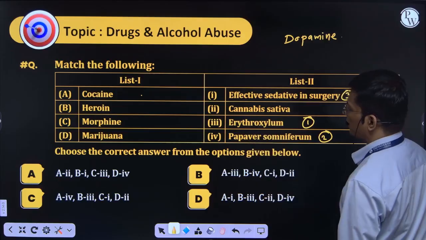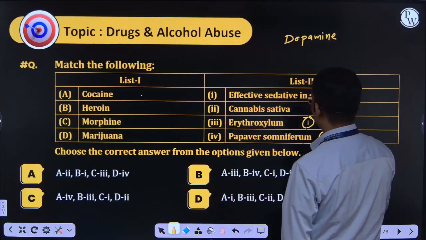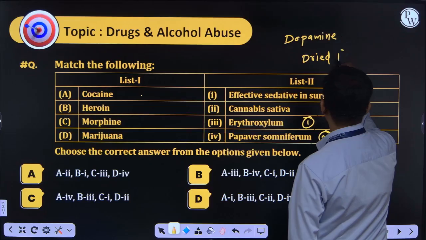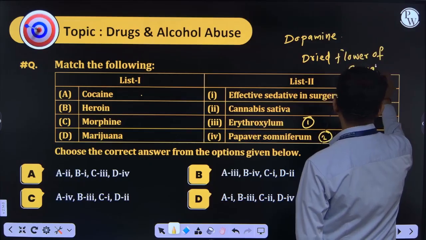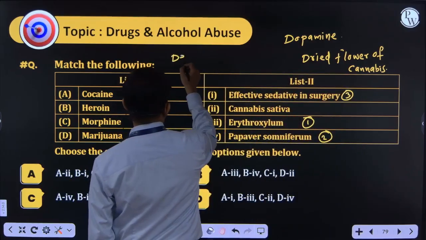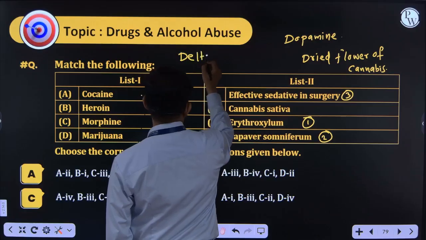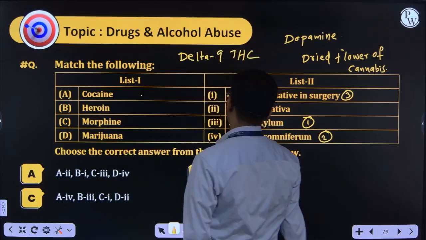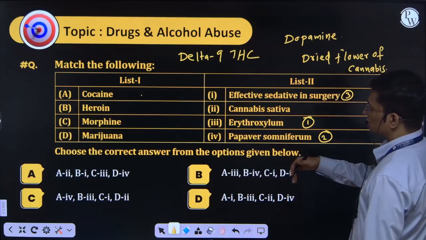That is morphine. Marijuana. Marijuana is produced from Cannabis sativa, from the dried flower of cannabis. In this dried flower, there is an active ingredient which is giving the effect, that we call delta 9 THC, delta 9 tetrahydrocannabinol. This ingredient is isolated and this ingredient is giving the effect. So marijuana is produced in this way.